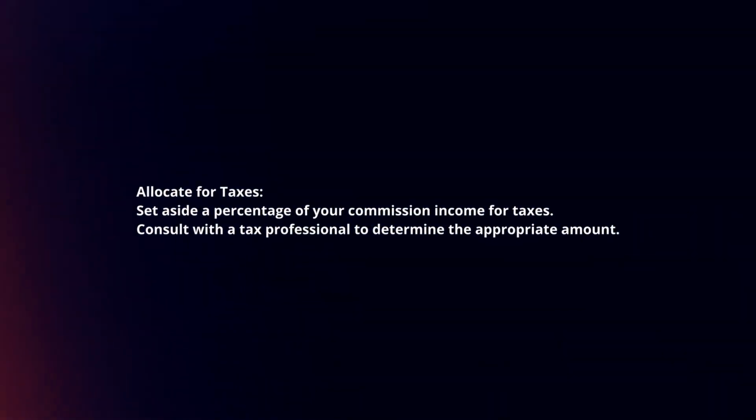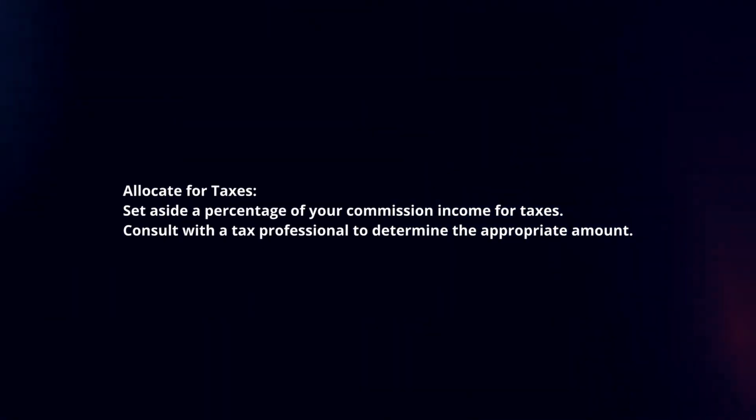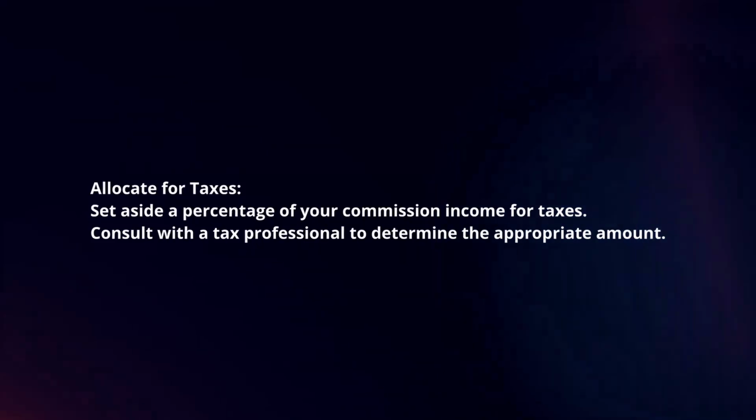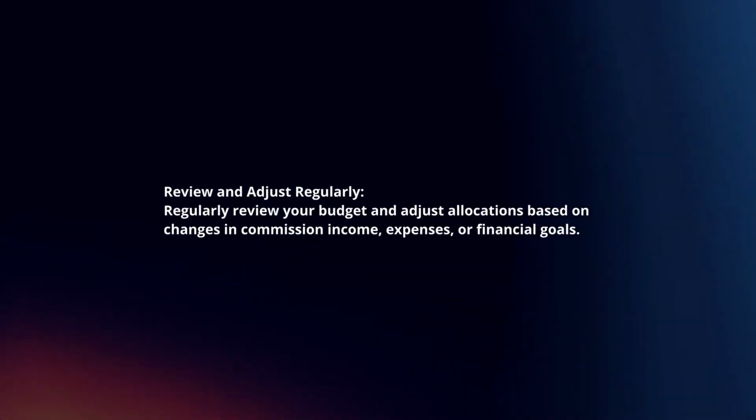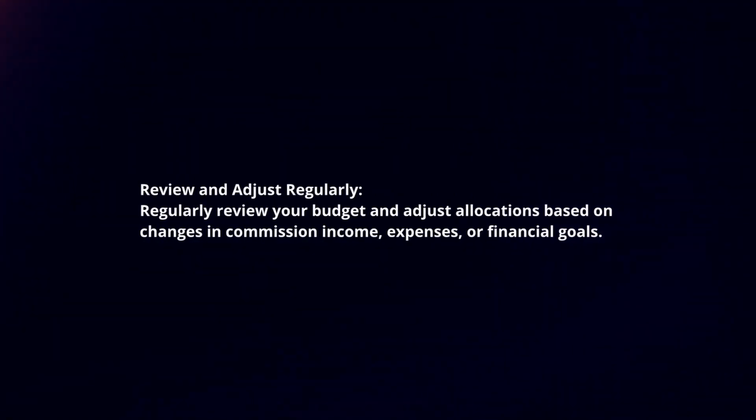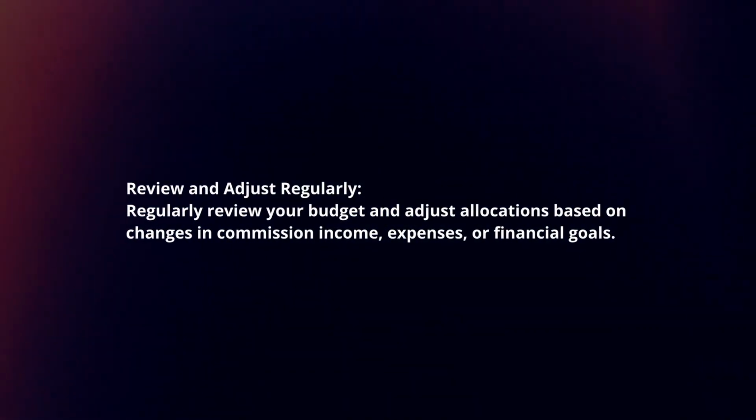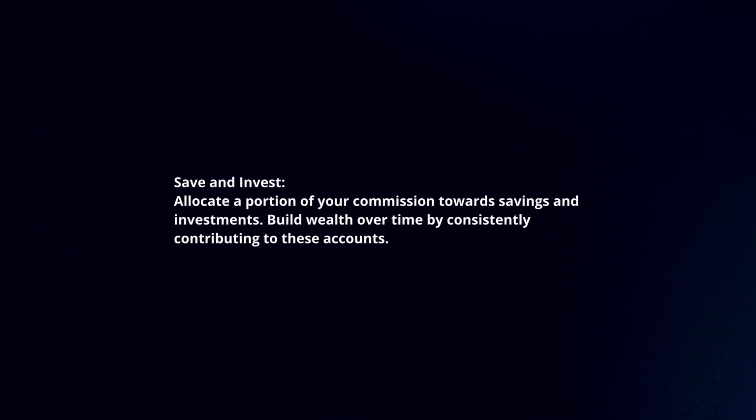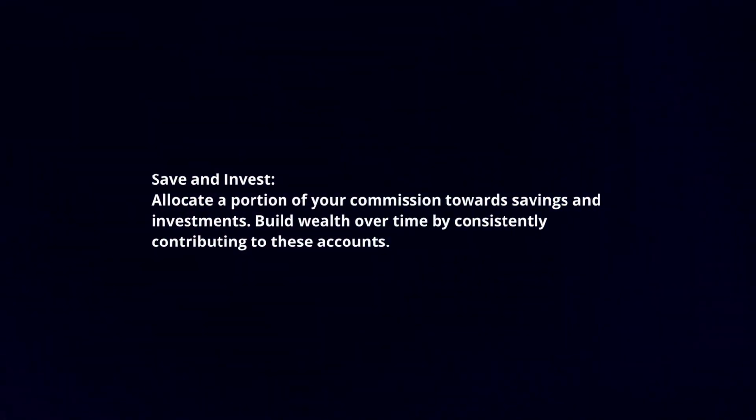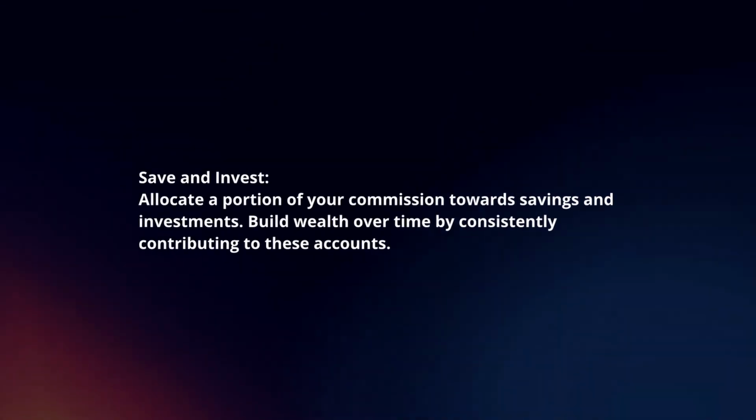Allocate for taxes. Set aside a percentage of your commission income for taxes. Consult with a tax professional to determine the appropriate amount. Review and adjust regularly. Regularly review your budget and adjust allocations based on changes in commission income, expenses, or financial goals. Save and invest. Allocate a portion of your commission towards savings and investments. Build wealth over time by consistently contributing to these accounts.